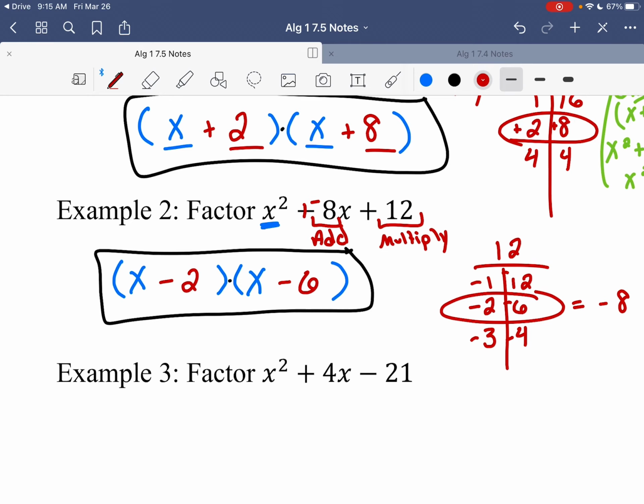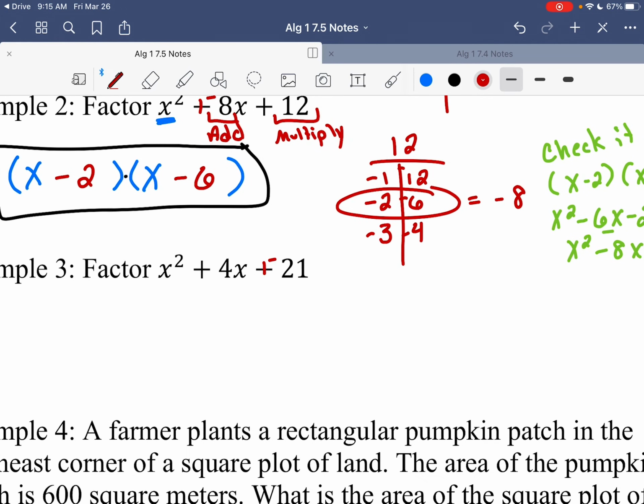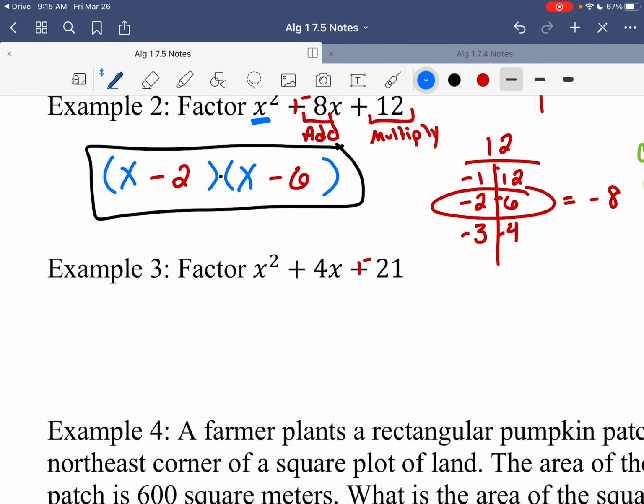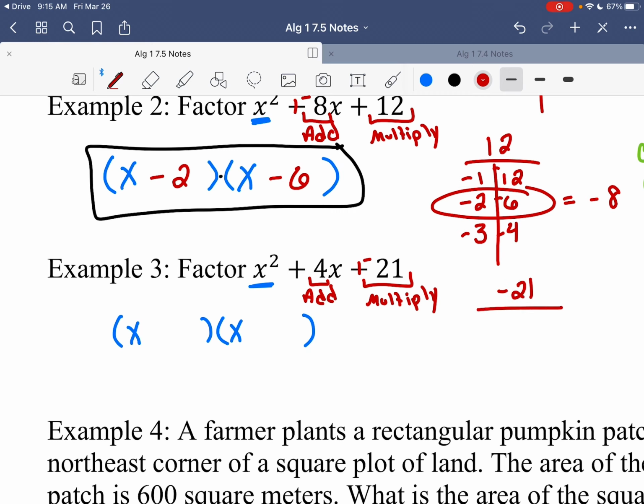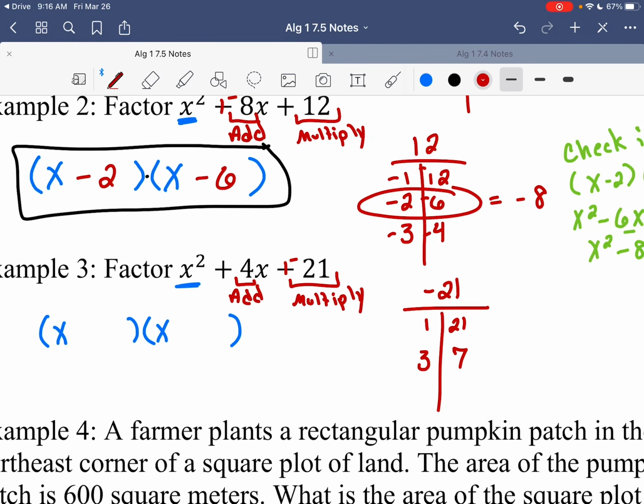All right, next one. Again, here we have a negative, so I'm going to write this as plus and negative. So I have negative 21. I'm going to have to multiply x by x to get to the x to the second. Now, again, what multiplies to give me negative 21 and adds to give me 4? So I want to get to negative 21. Well, 1 and 21, 2 doesn't go in there, 3 and 7. Well, 1 and 21 is 22, 3 and 7 is 10. I want to add to get to positive 4.